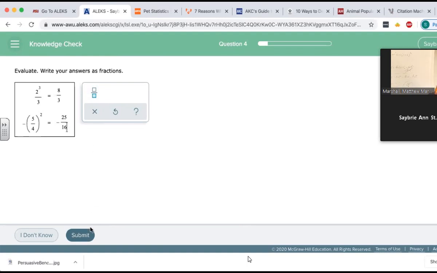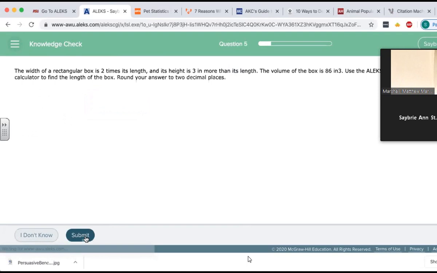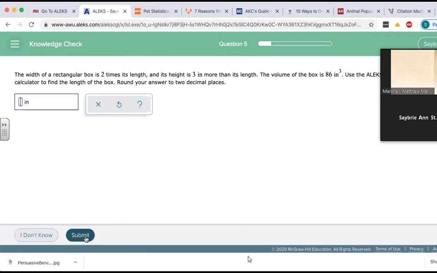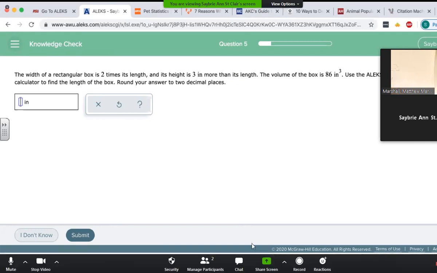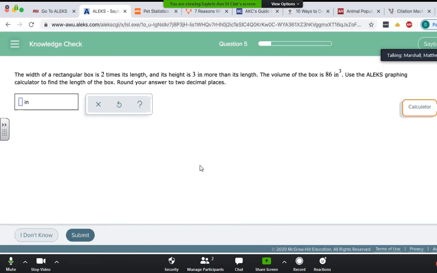Dude, they're testing your knowledge right there. If you would have missed that, probably would have like, oh, we got these easy, remember? I remember doing these. So let's draw a rectangle. I think we did this our last session that we met. So the width is 2 times the length. The height is the length plus 3, and the length is the length. The volume of the box is 83.